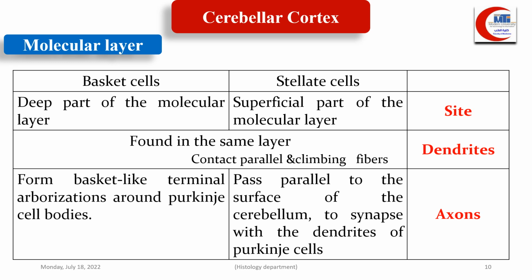As regards the third point, axons. The axon of the stellate cell passes parallel to the surface of the cerebellum to synapse with the dendrites of the Purkinje cell. But as regards basket cell, it forms a basket-like terminal arborization, which is present around the Purkinje cell bodies.